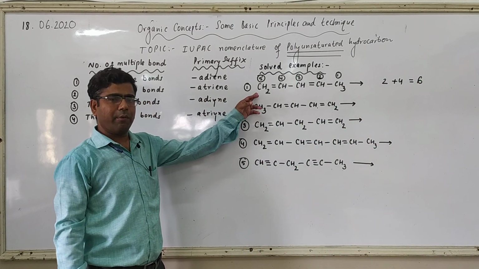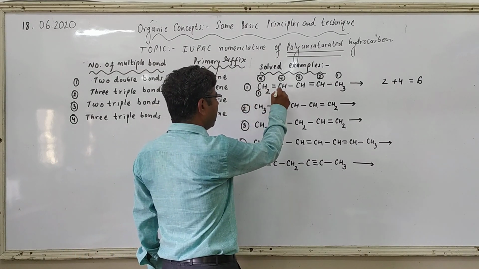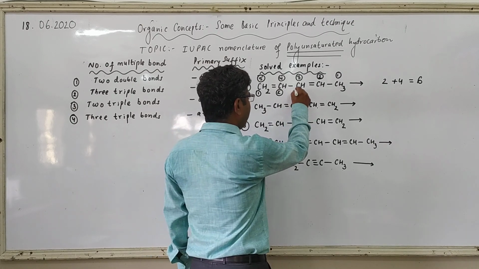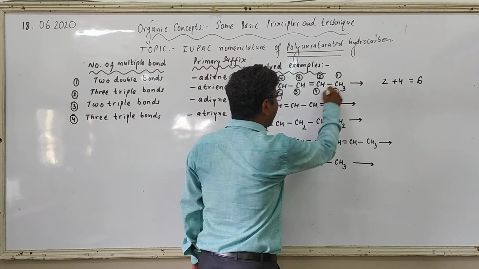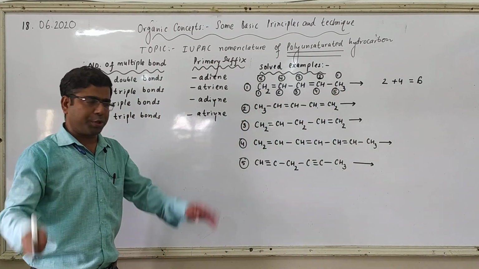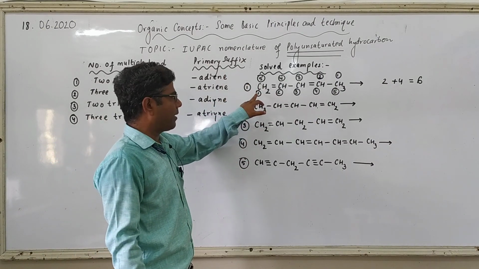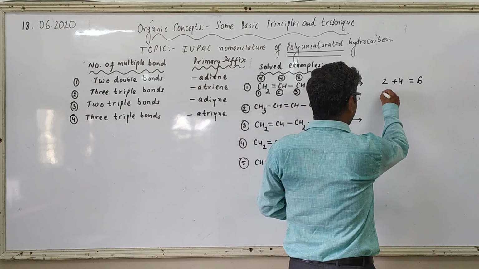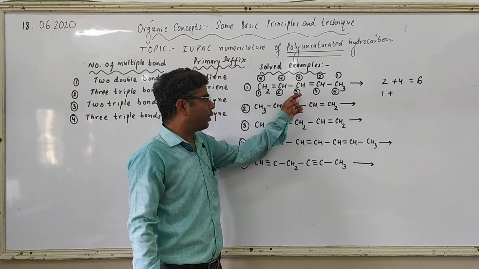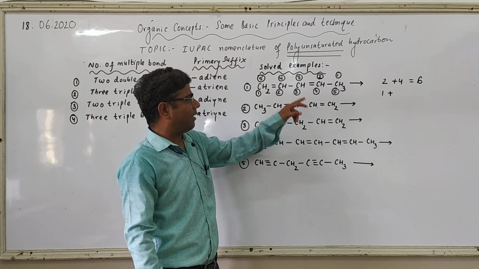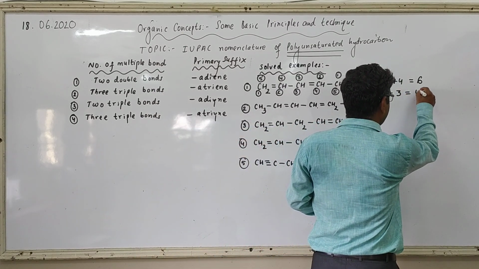Now, let us start our counting from the left hand side. It will be carbon number 1, carbon number 2, carbon number 3, carbon number 4, and carbon number 5. Now, at the position of the double bonds, the first double bond is located between 1 and 2, we will use the lowest number 1. So here it is 1 plus. The second double bond is located between carbon number 3 and carbon number 4. So here we will select the lowest number, that is 3. So here 1 plus 3 is equal to 4.